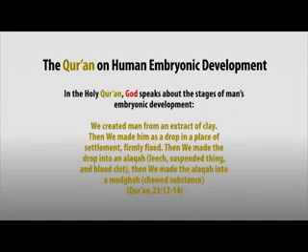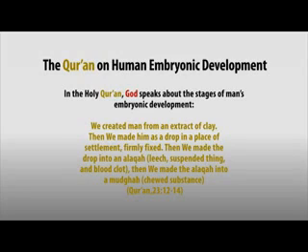In the Holy Qur'an, God speaks about the stages of man's embryonic development. We created man from an extract of clay, then we made him as a drop in a place of settlement, firmly fixed. Then we made the drop into alaqa, leech, suspended thing, and blood clot. Then we made this alaqa into a mudgha, a chewed substance. Chapter 23, verses 12 to 14.